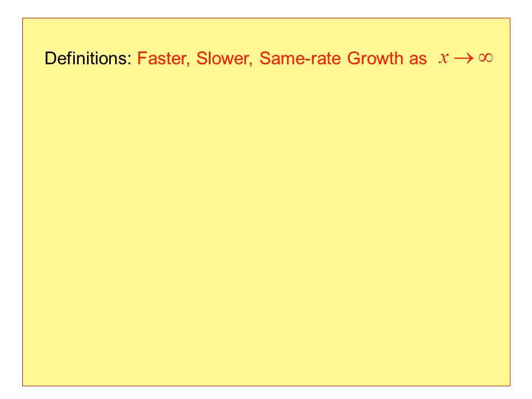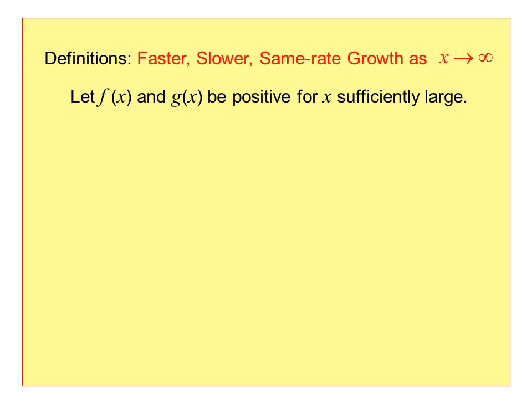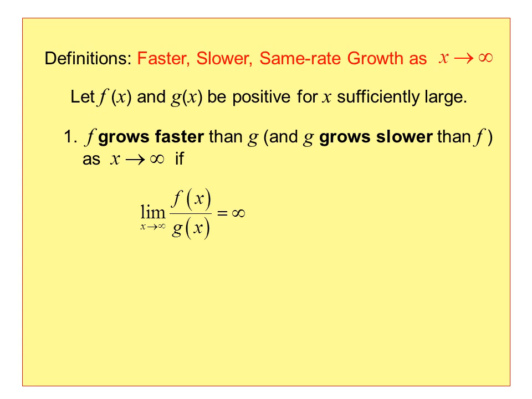Definitions: faster, slower, same rate growth as x approaches infinity. Let f of x and g of x be positive for x sufficiently large. 1. f grows faster than g, and g grows slower than f, as x approaches infinity if the limit as x approaches infinity of f of x over g of x equals infinity, or the limit as x goes to infinity of g of x over f of x equals 0.